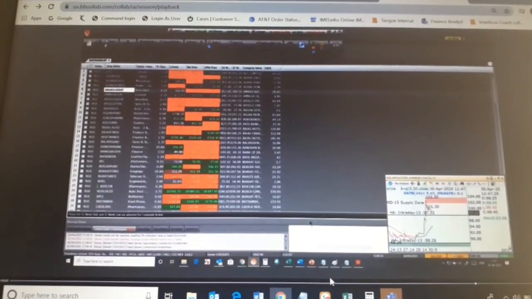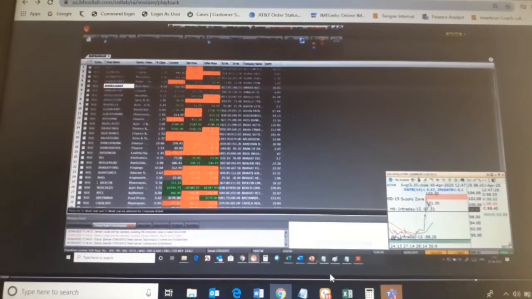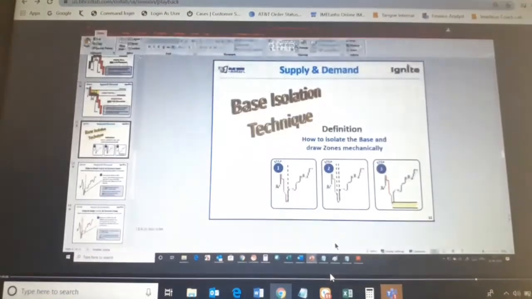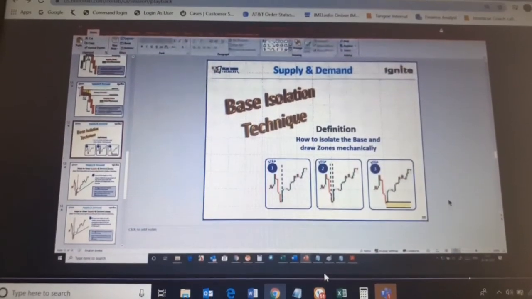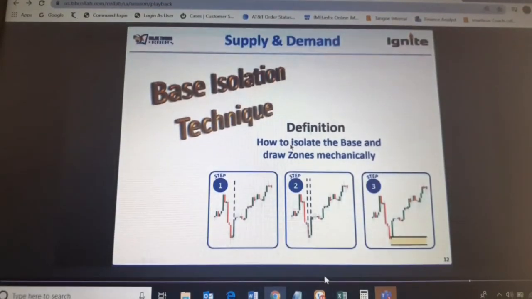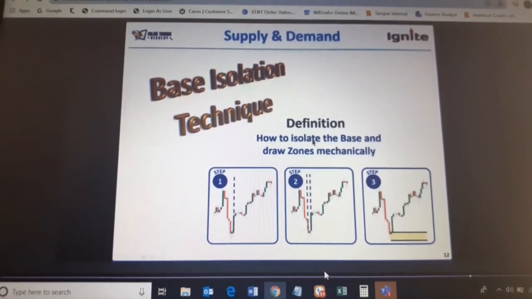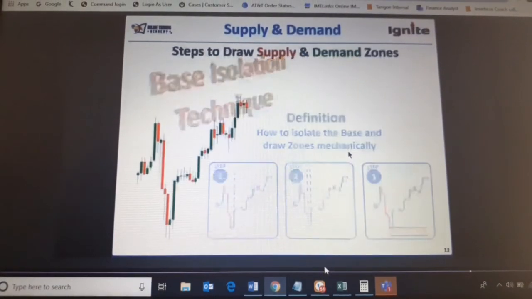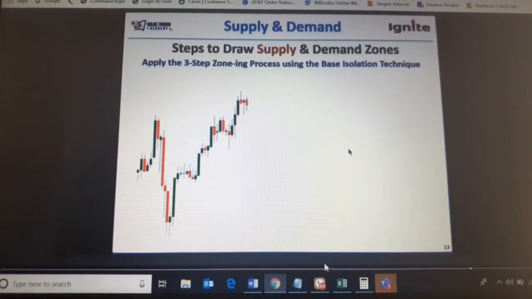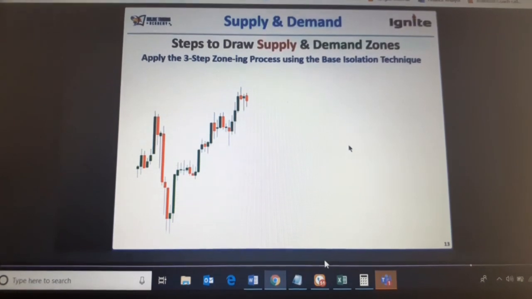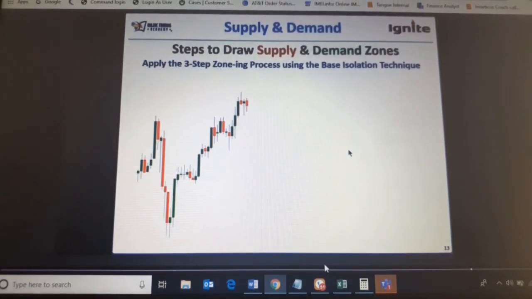Now, coming on to the slides again. Base isolation technique. This I've already covered: how to isolate the base and draw zones mechanically. Apply the 3-step zoning process using the base isolation technique. So what are the 3 steps?